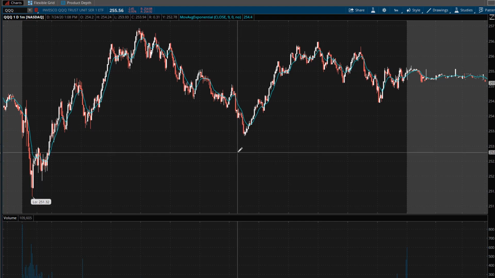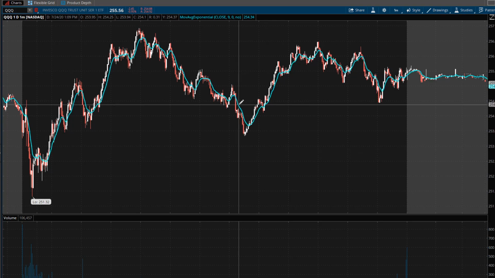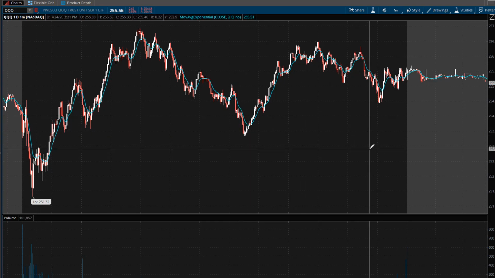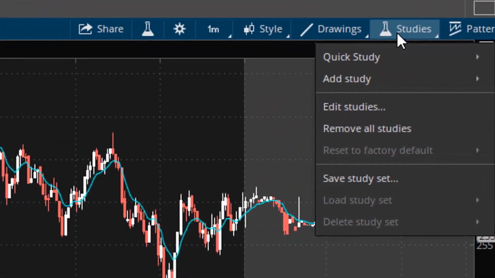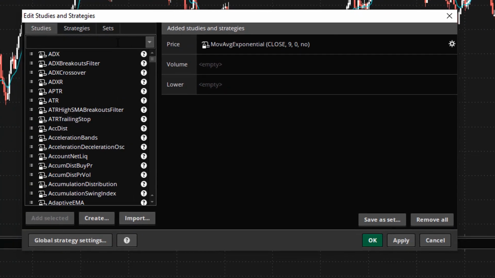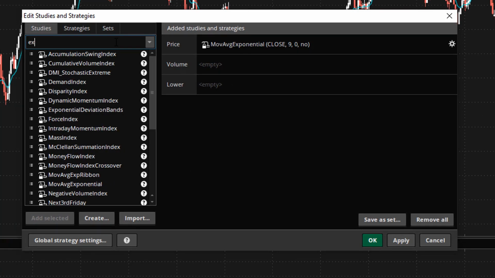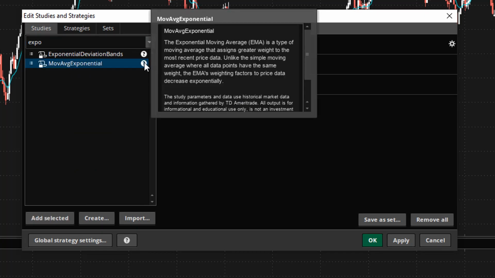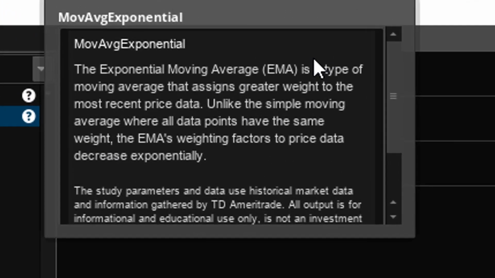But let's move forward. So now this blue line right here, that is the EMA line, otherwise known as the exponential moving average. Now, how do you add this to TD Ameritrade? Simply go to studies, hit edit studies, and you could type in exponential, and it would come up, right? So it says moving average exponential. Let's go ahead and click this little question mark just to give you a quick debrief of the definition that TD Ameritrade gives.